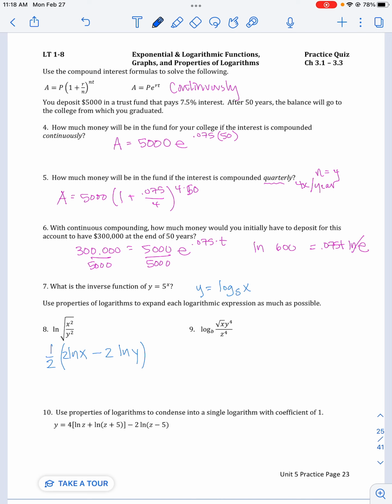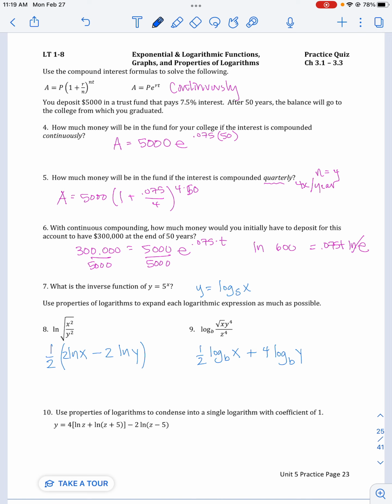In number 9, well, I've got a lot going on here. The log base b is where I'm starting. Now I've got 1/2 of x. x and y are connected by multiplication, so they're going to be separated by addition. That 4 will swing down in front, and it will become log, again, base b of y. Now I've got division, so I'm going to separate those by subtraction.